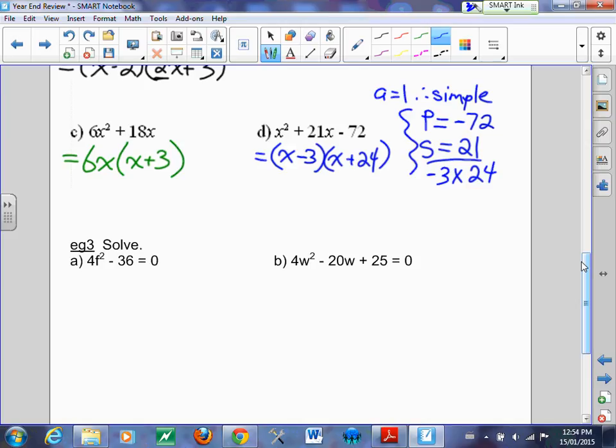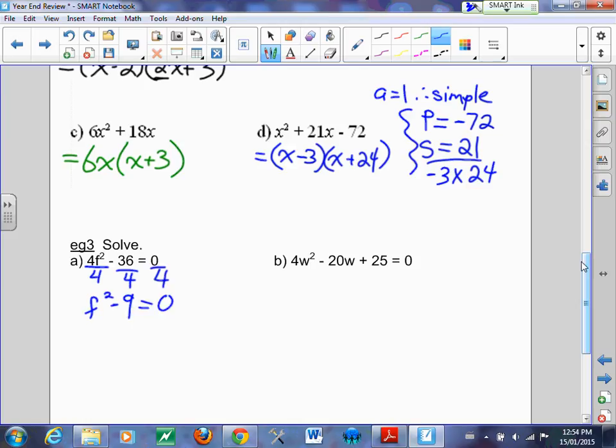So taking a look at this example, first thing I'd look to do is say, hey, is there a number I can divide every term by to make it easier? And yes, you can divide every term by 4. So we're going to have left f squared minus 9 equals 0.